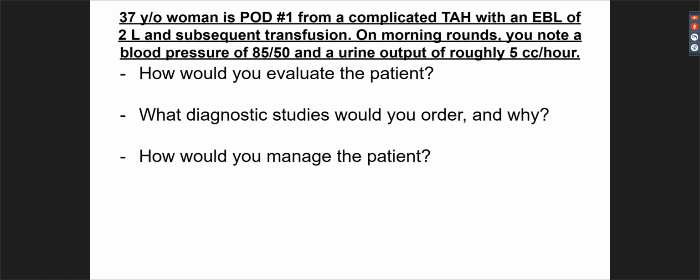So anything else you would do in your management? Take her to the OR, open up the retroperitoneal space. Well, since she's been hypotensive, I would consider at least 1 to 2 liters of IV fluids. But if this was a case of massive hemorrhage, I would probably initiate a massive transfusion protocol on the way to the operating room.